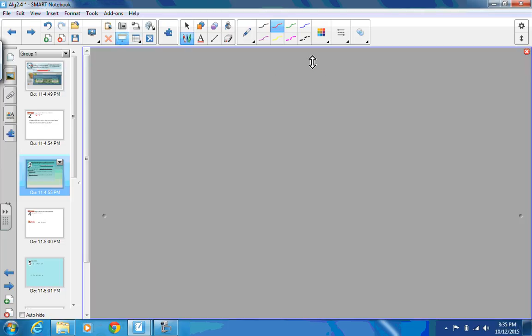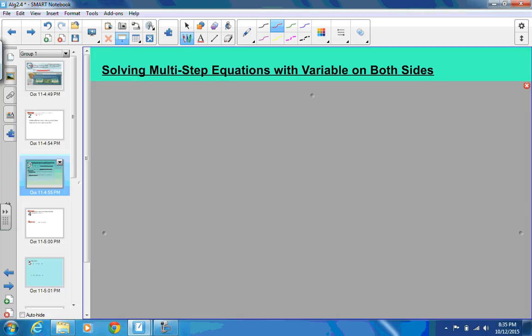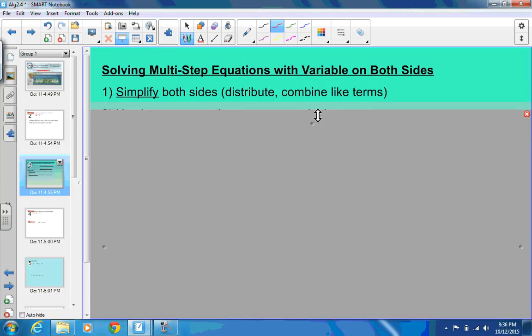So why don't we do that? Very similar to others, we're kind of just adding another step to it, kind of similar to the steps we did yesterday, which is regular multi-step equations, but solving multi-step equations with variables on both sides, our step one is to simplify both sides. So if there's any distributing or combining like terms, just like last time, on either side, you will do that first. If not, you can skip that step.